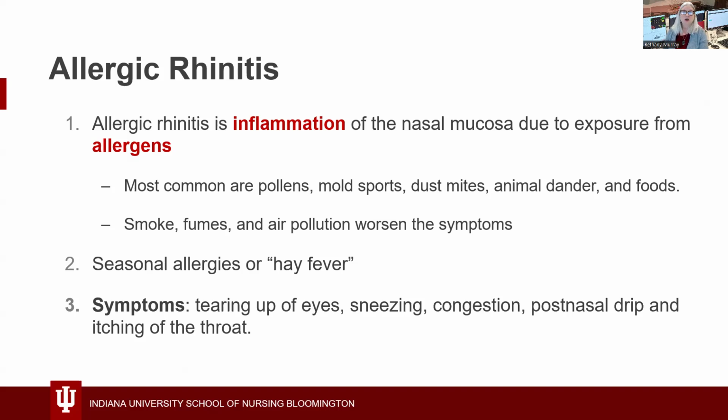Some people have a disorder called seasonal allergy or hay fever. When pollen and spores are higher, they may have intermittent allergic rhinitis that then subsides during the winter months or is lessened during rainy days. Symptoms of allergic rhinitis include tearing up of the eyes, sneezing, nasal congestion, a postnasal drip in the back of the throat, and itching of the throat.